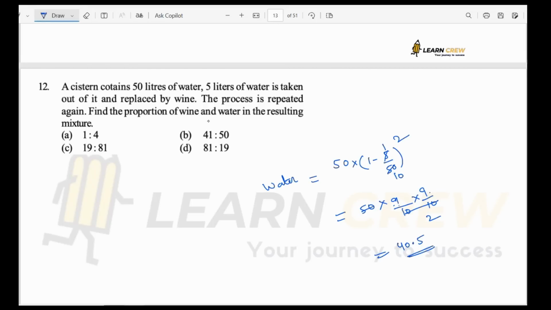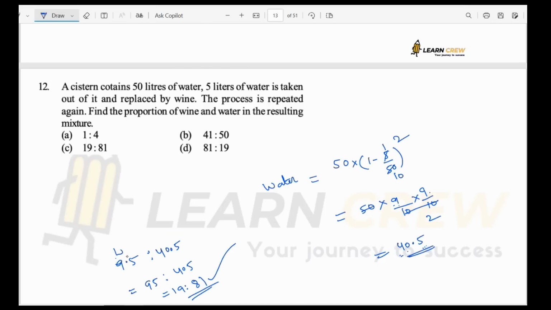Now the question is to find the proportion of wine and water. If water is 40.5, wine would be how much? 9.5, because the total is 50. So 9.5 is wine, 40.5 is water. 9.5 is to 40.5. What is the ratio? 95 is to 405. So 5 19s are 95, 5 81s are 405. 19 is to 81. Is it okay?